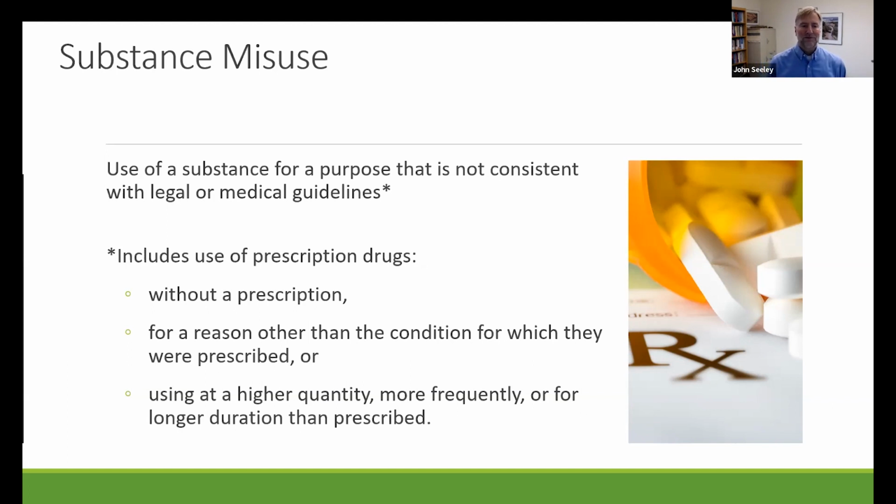But we first want to start with the definition: the use of substances for a purpose that is not consistent with legal or medical guidelines. We're referring to that as substance misuse. And it differs from substance abuse because that's more of a DSM diagnostic category. And so we're talking about any use that is other than what is intended. And that includes the use of prescription drugs without a prescription or using them for other reasons than the condition for which they were prescribed. And it also includes using a higher quantity or frequency or for a longer duration than when they were prescribed.